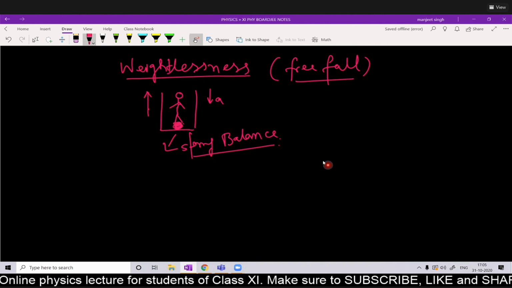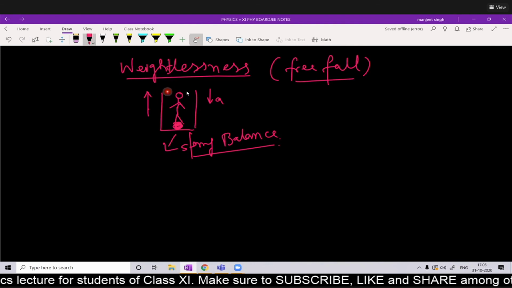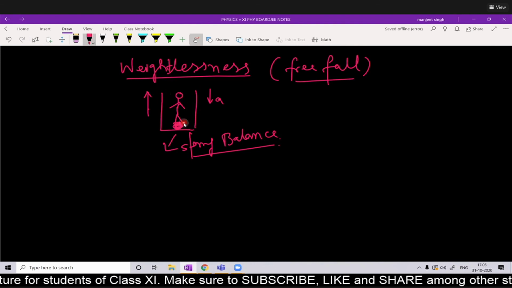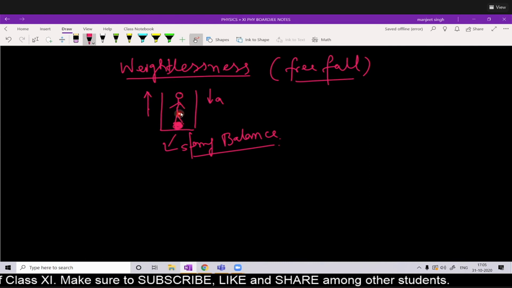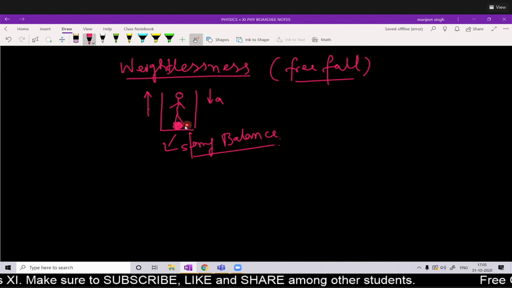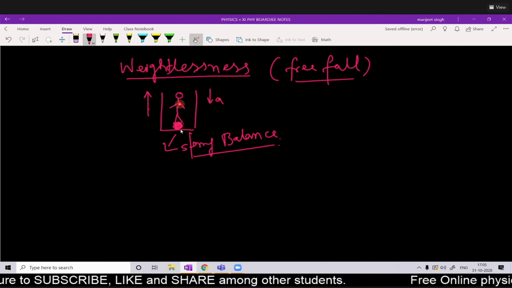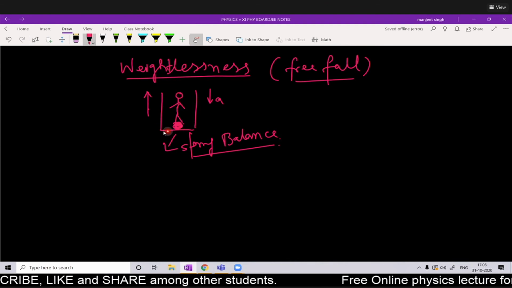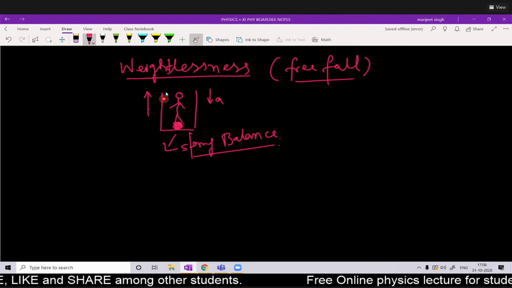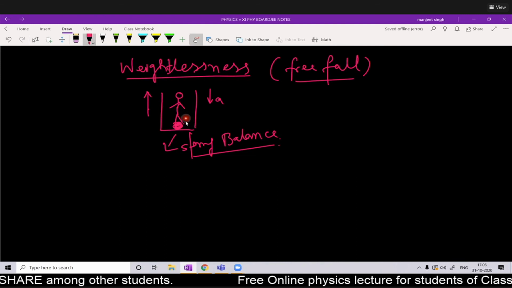Now what will happen if the string of the lift cuts and the lift is in a free fall? If the lift is in a free fall, then this spring balance will record no weight. You will be weightless. Your weight will be recorded as 0. Now this is a condition of free fall. Okay. What is the acceleration of Earth? And with the same acceleration, the lift and you are coming down, and therefore your weight recorded is 0.